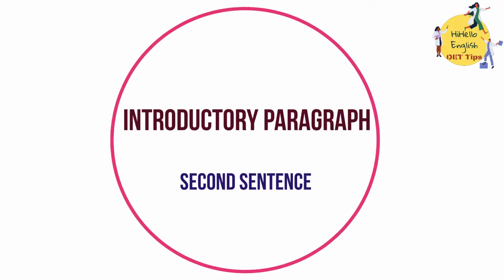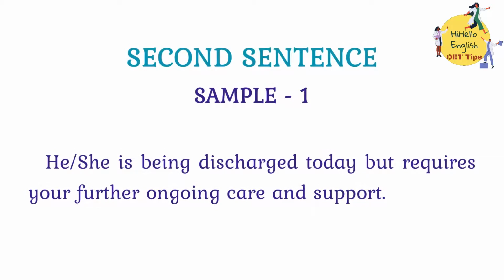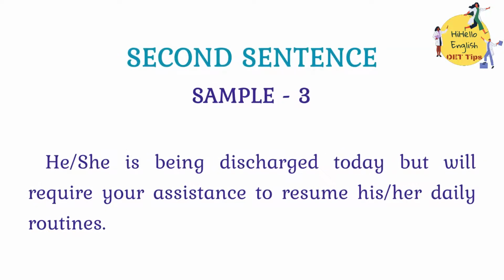Now that we have finished with the first sentence, let's look at the general format of the second sentence, which is shown here. But how do we apply this in actual situations? Let's look at some of the real life samples. The first one, he or she is being discharged today but requires your further ongoing care and support. The next, he or she is being discharged today back into your care. Another one, he or she is being discharged today but will require your assistance to resume his or her daily routines.